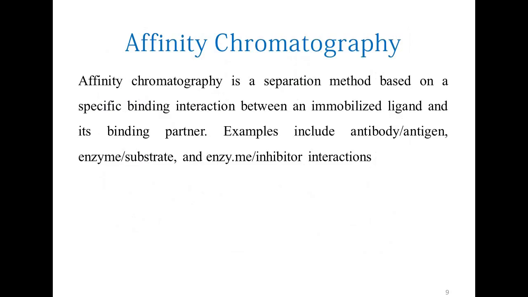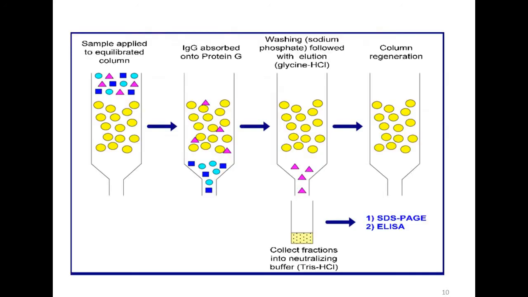Next is affinity chromatography. It is a separation method based on the specific binding interaction between an immobilized ligand and its binding partner. An example is the antibody-antigen reaction, which is generally taken between the enzyme and inhibitor. So it is also known as an enzyme-inhibitor reaction.